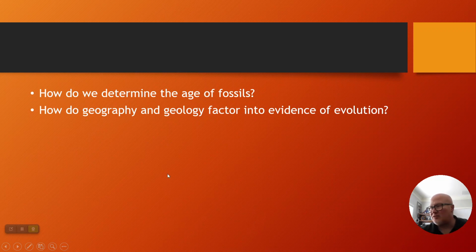How do we determine the age of fossils? How do geology and geography factor into evolution? Typically, when we're looking at a fossil, we can determine its age through carbon dating, radioactive dating of some sort, looking at the differences between different radioisotopes. And by taking a look at where a fossil is in the strata, when we're looking at rock layers.